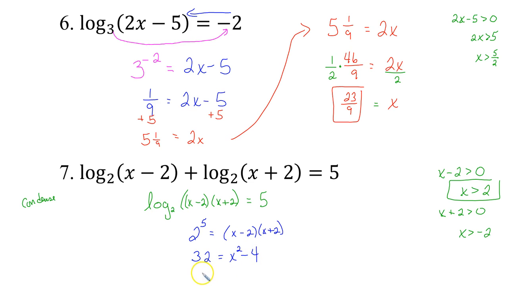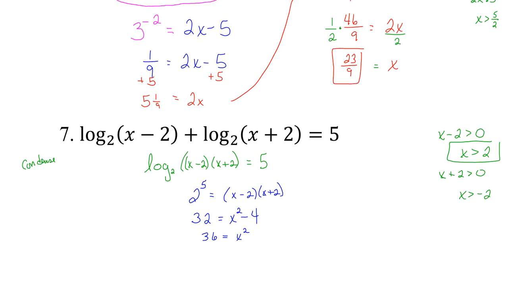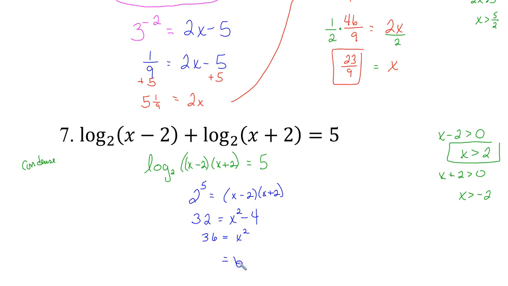To solve this, we add 4 to both sides, and I get 36 is equal to x squared. Now, since we know that x must be a positive value because it must be greater than 2, we can just not worry about the negative. Or if we take the square root of both sides, we get positive and negative 6. We reject that x is equal to negative 6 because it's not greater than 2. So the only solution we have is x equals positive 6. Excellent.